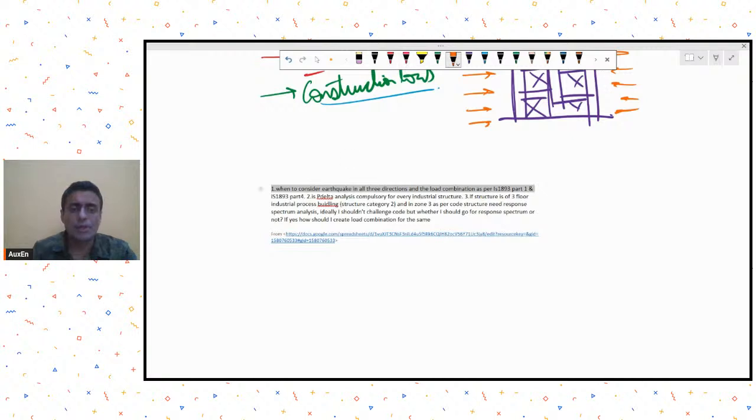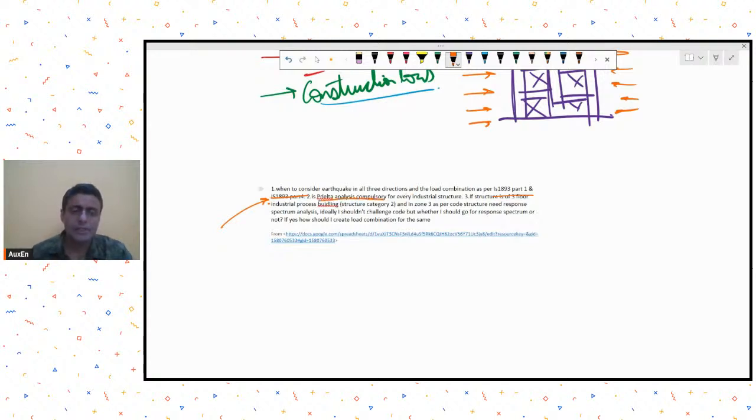It also categorically tells you how to combine which particular earthquake direction in load combinations. So you just go to the code, it's quite clearly given over there. If you have any specific doubt relating to it, you can come back and ask.